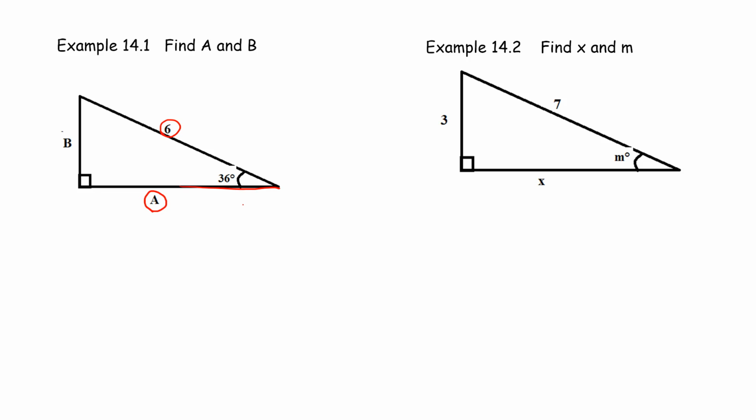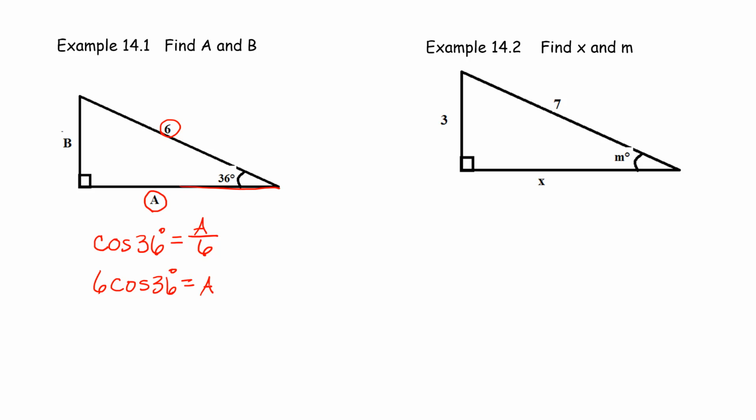So the trig function that involves adjacent and hypotenuse is going to be cosine. So the cosine of the angle, 36 degrees, is equal to adjacent, which is A, over hypotenuse, which is 6. So the only unknown we have is A. So we're going to multiply both sides by 6, and that will give us 6 cosine 36 equals A.